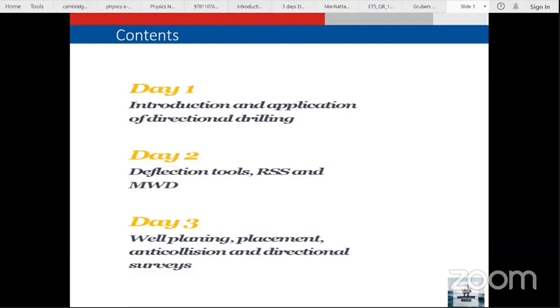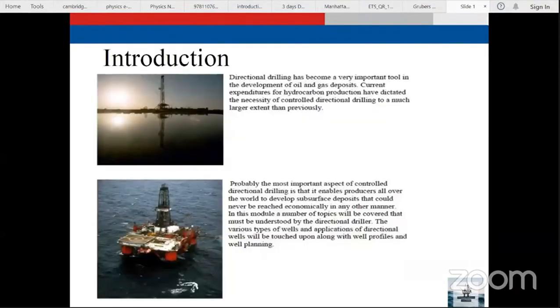The last day ends with the summing up of the 2 days and ending with the design and planning of the directional well, and becoming a designer for a directional well, surveying each point on the well path. First, we'll talk about an introduction to directional drilling.